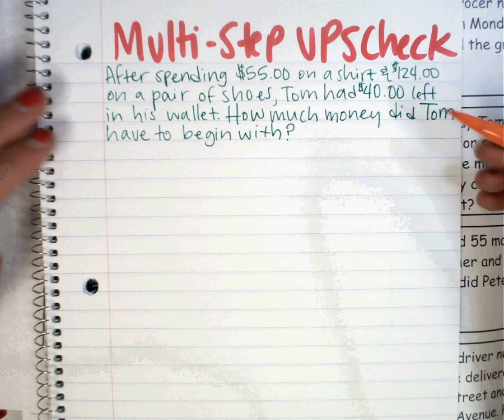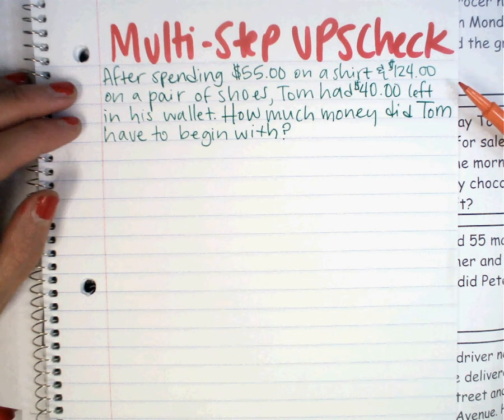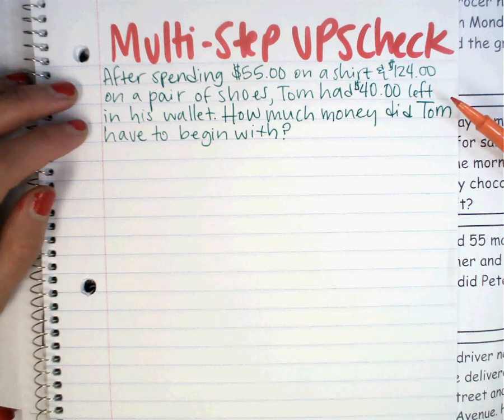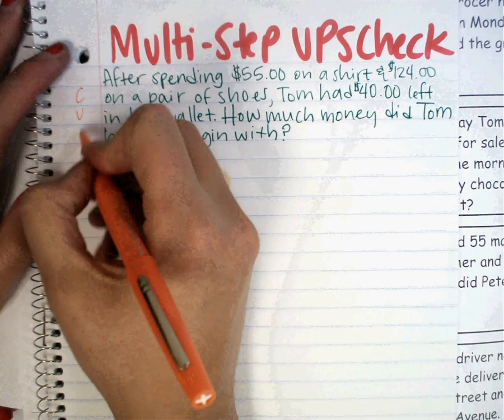Okay, so let's read this problem out loud together. So read it with me. After spending $55 on a shirt and $124 on a pair of shoes, Tom had $40 left in his wallet. How much money did Tom have to begin with? Well, let's do cube first.